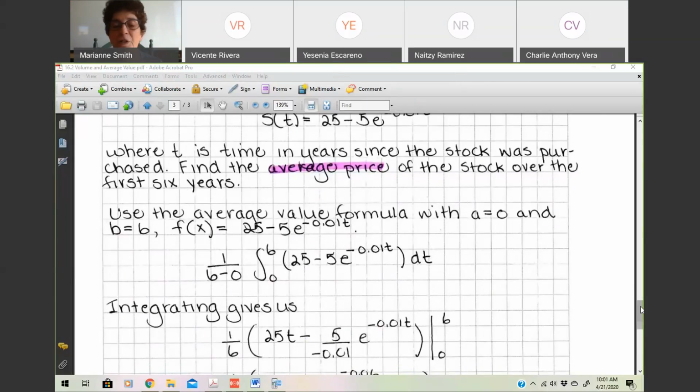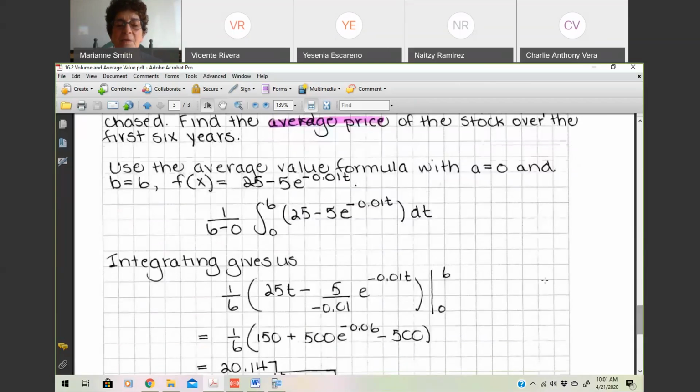Okay, so the first term is a constant. So that's like 25 t to the 0. I'm going to add 1 to the exponent and put it over 1. This is going to give me 25t.